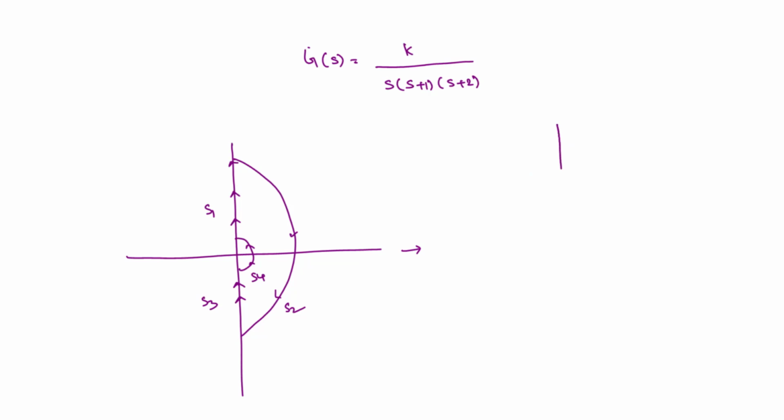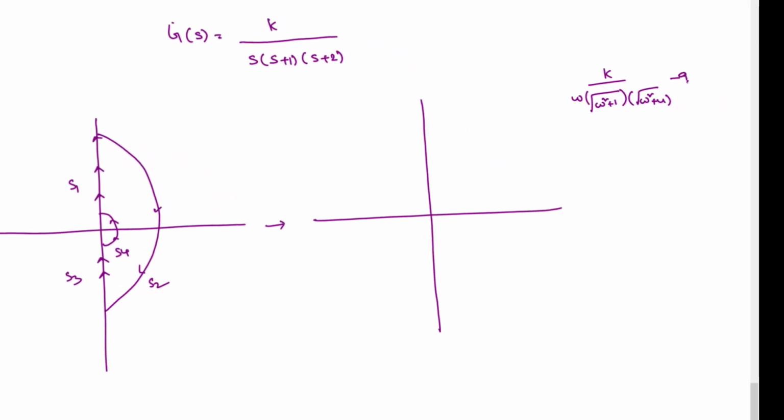Now, first of all, we have to draw S1. S1 is something like a polar plot where ω goes from 0 to infinity. So first we have to find the magnitude and the phase of the given transfer function. The magnitude is K / (ω√(ω²+1)√(ω²+4)), and the phase, since the terms are in the denominator, is −90° − tan⁻¹(ω) − tan⁻¹(ω/2).